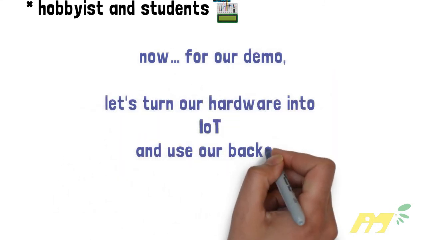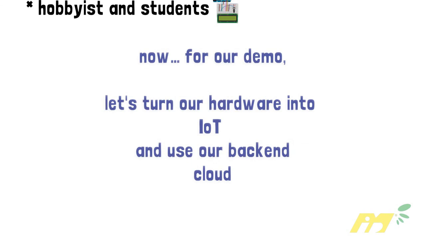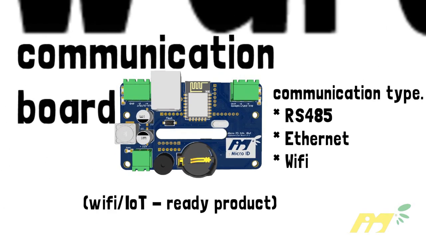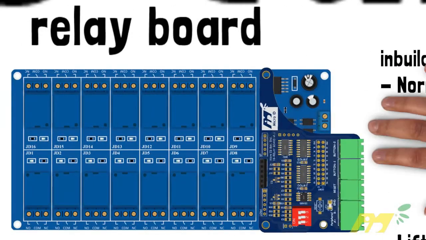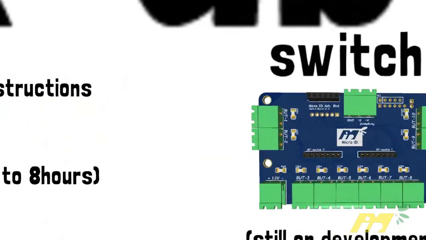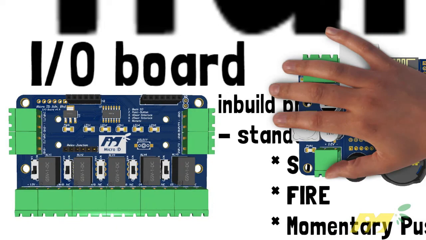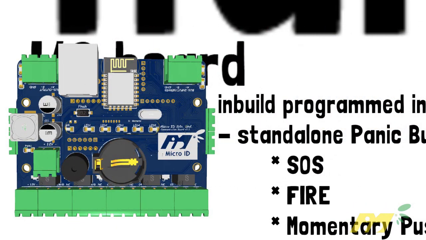Let's turn our hardware into IoT and use our backend cloud. We will get the communication board, set up its Wi-Fi, and add it to our relay board, switch board, and IO board. That's it. We'll go for the demo.